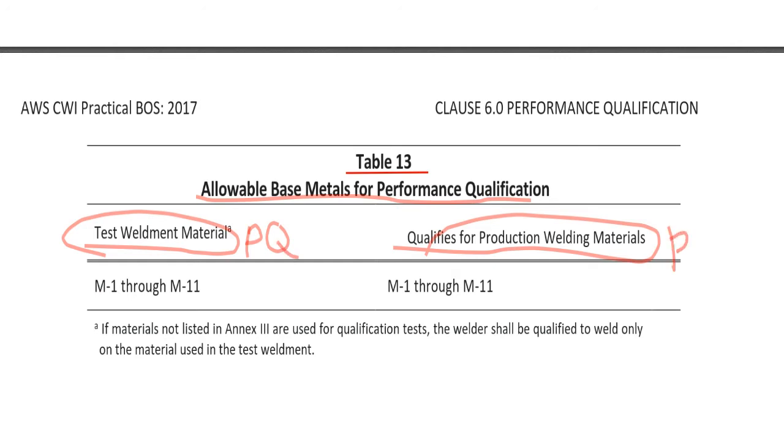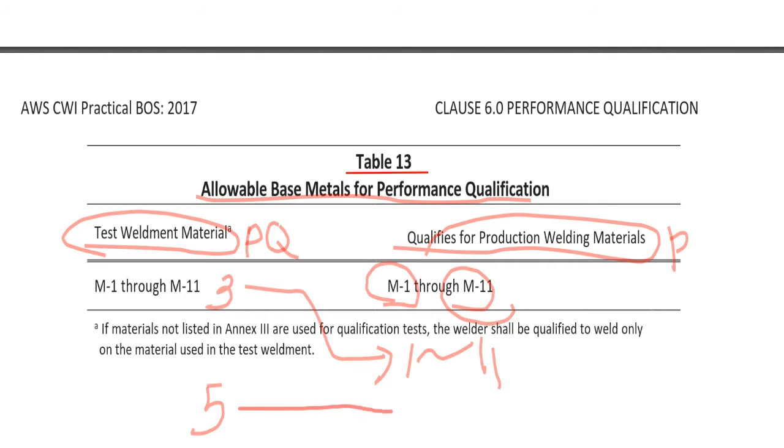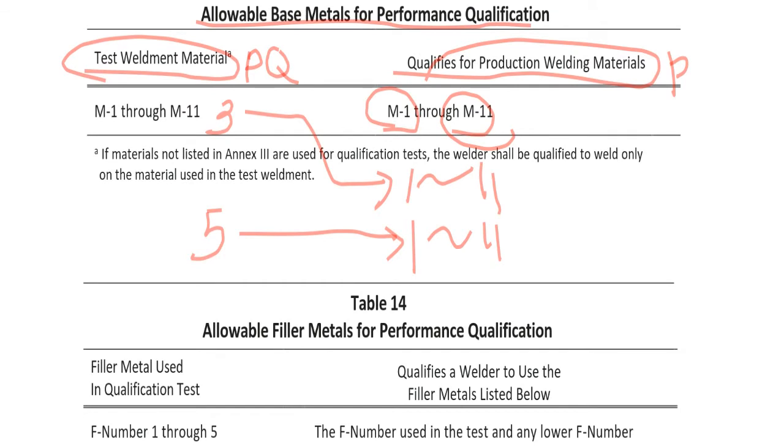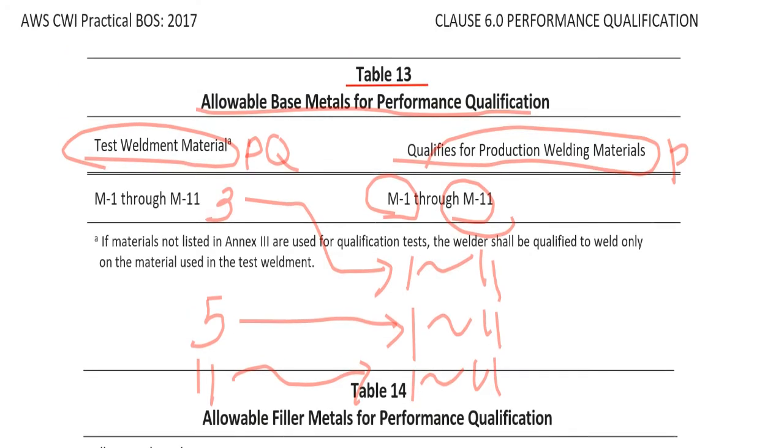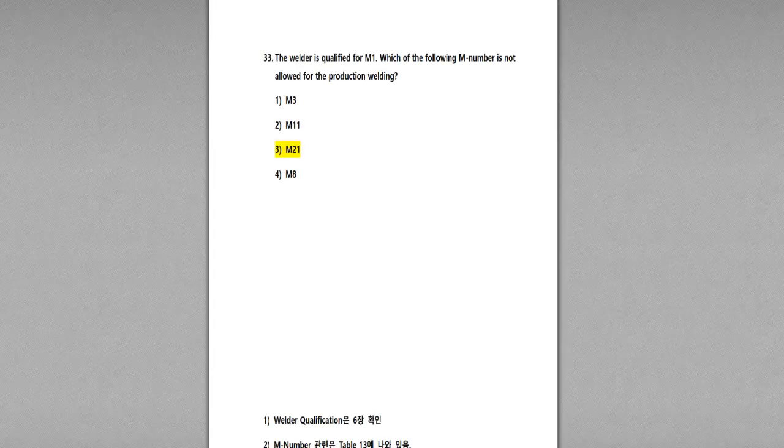If you used M number 1 through 11 in the PQ test, you are qualified for M number 1 through 11. So if you used M number 3, then you are qualified for M number 1 through 11. Same thing, if you use M number 5, you are qualified 1 through 11. Again, if you use M number 11, you are qualified for M number 1 through 11. So I'm going to show you the actual question about this M number. The M number question is like this here.